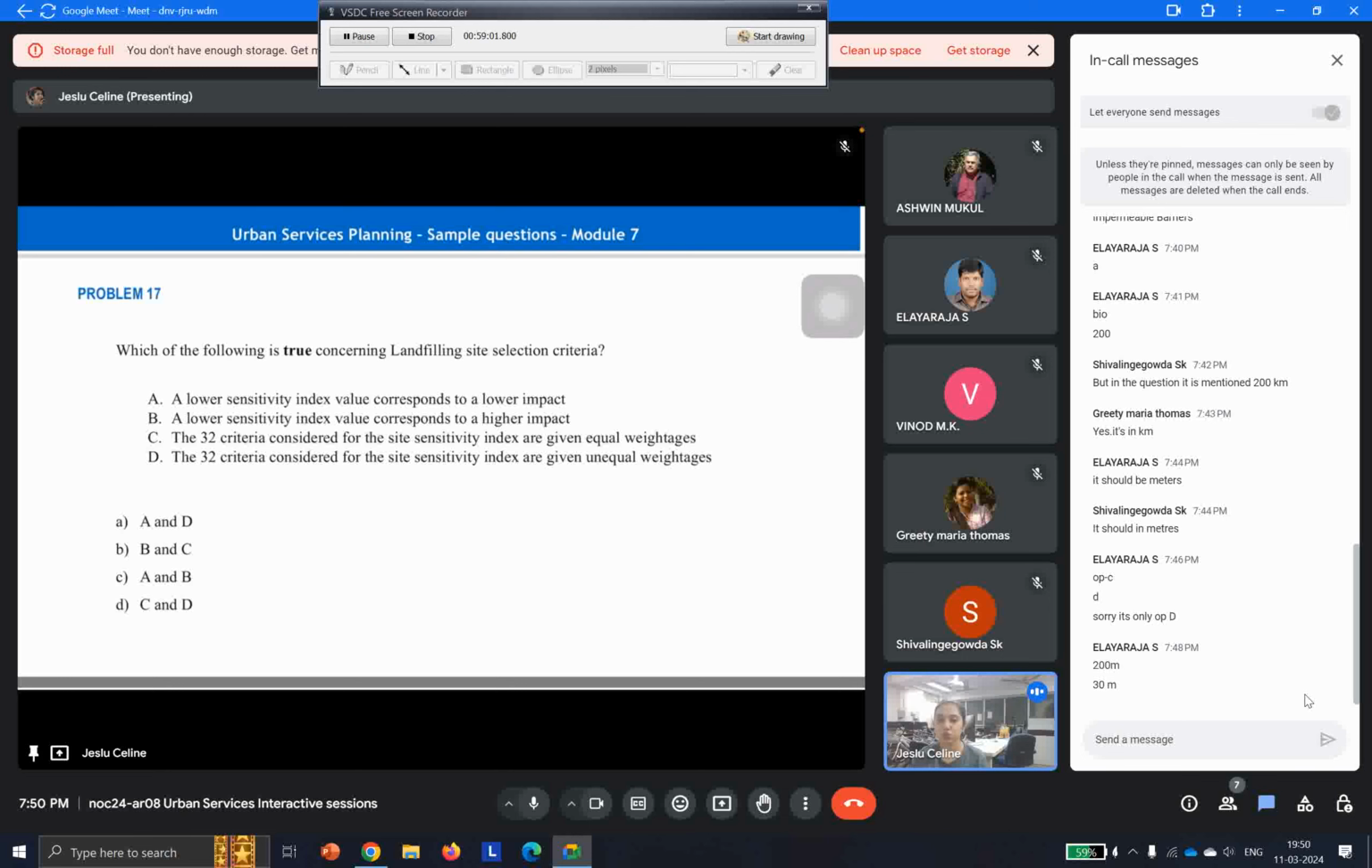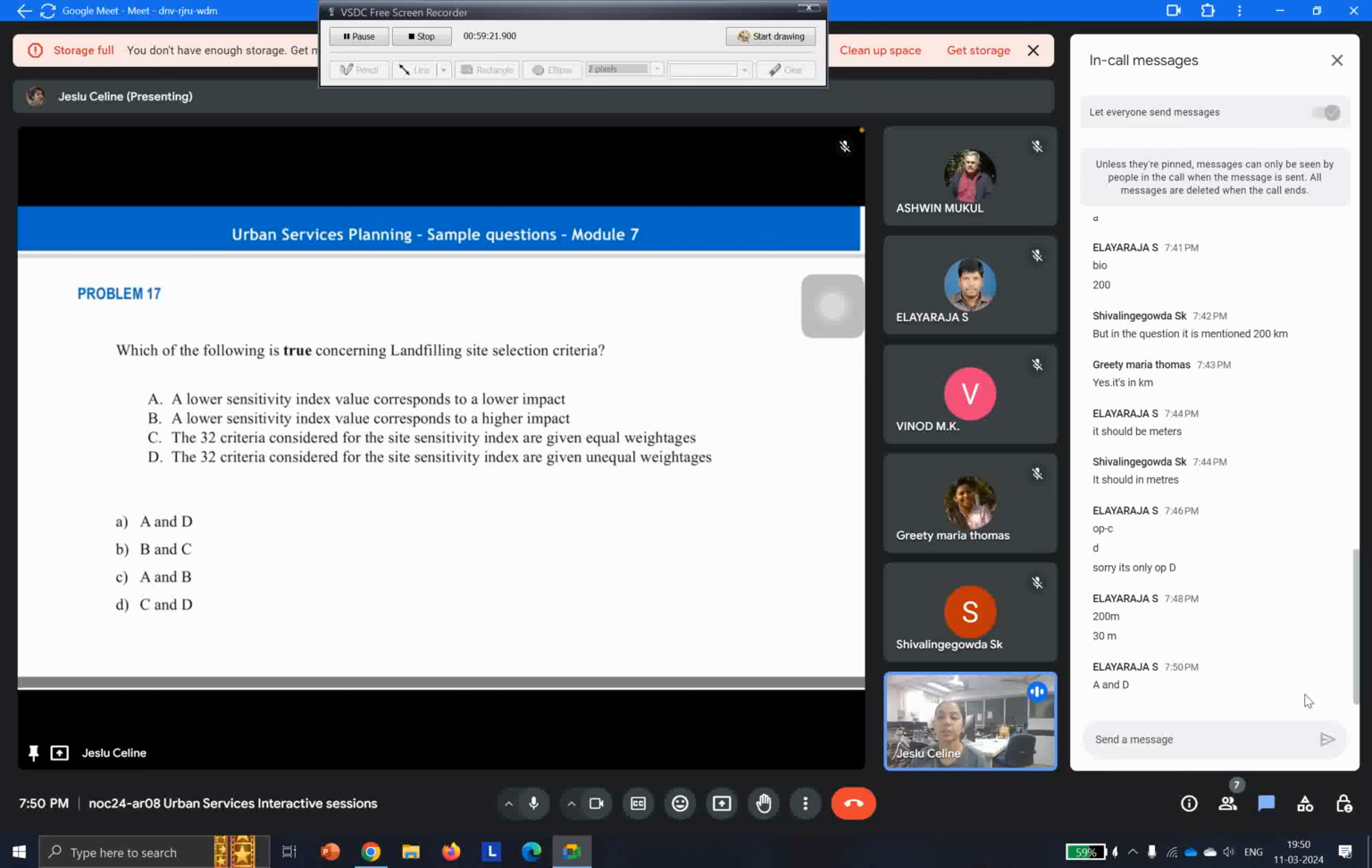Which of the following is true concerning landfilling site selection criteria? A. A low sensitivity index value corresponds to a lower impact. B. A lower sensitivity index value corresponds to higher impact. And C. The 32 criteria considered for site sensitivity index are given equal weightages. D. The 32 criteria considered for site sensitivity index are given unequal weightages.